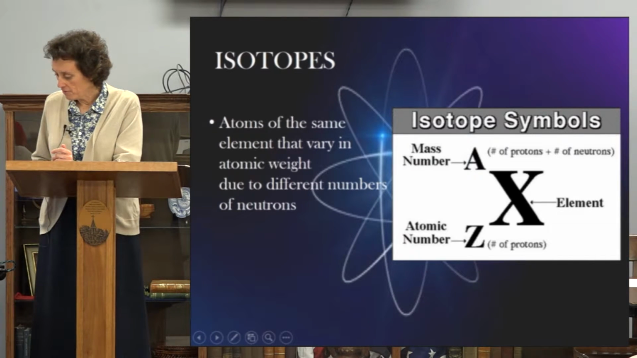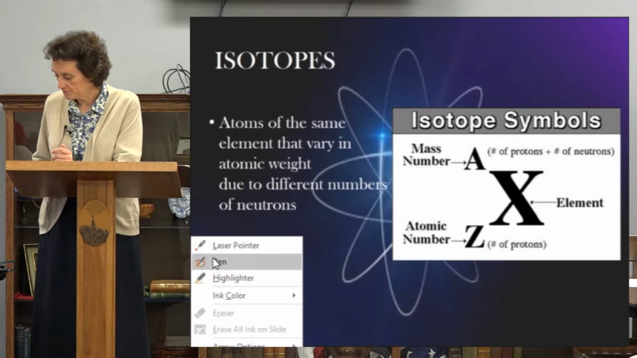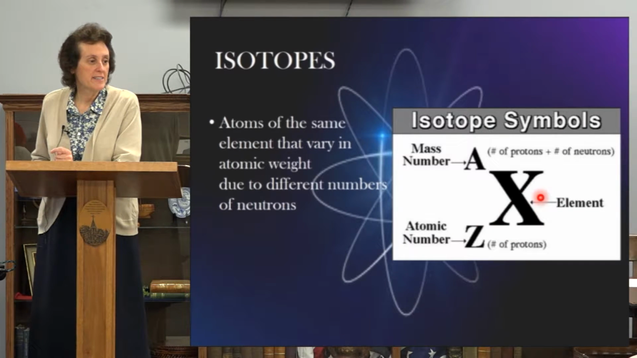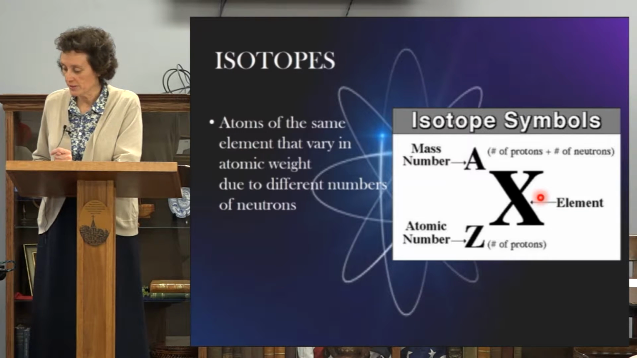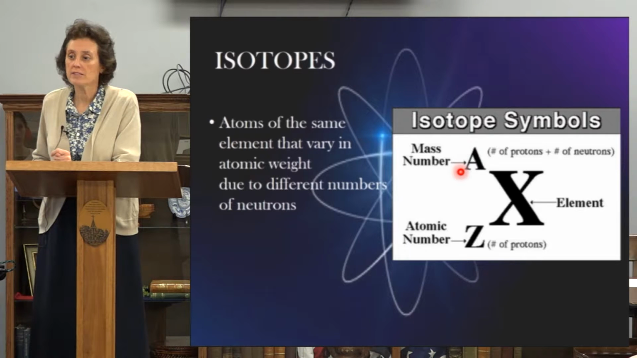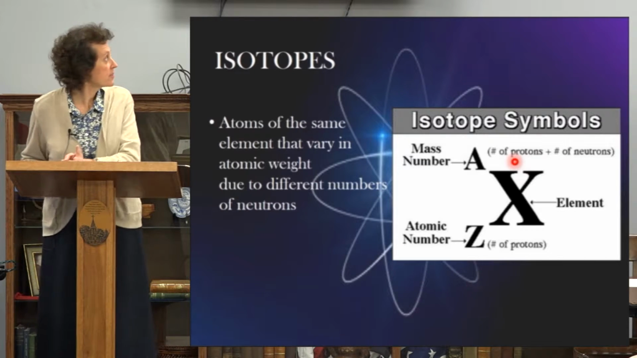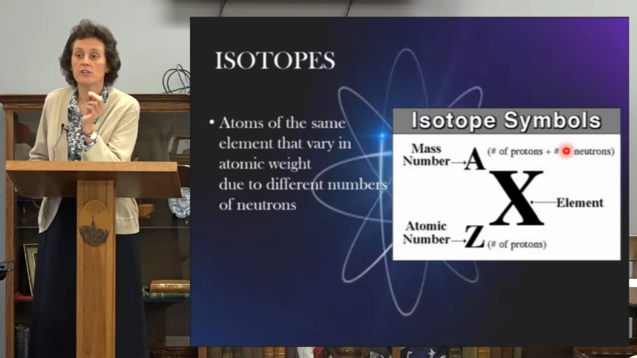Okay, if we were to review our chemistry, the capital letter is the element's chemical symbol. Here we just have an X. If we were talking about carbon, it would be a capital C. Then the mass number up in the corner is the approximate atomic weight, and it's based on what? The number of protons plus neutrons in the nuclei.